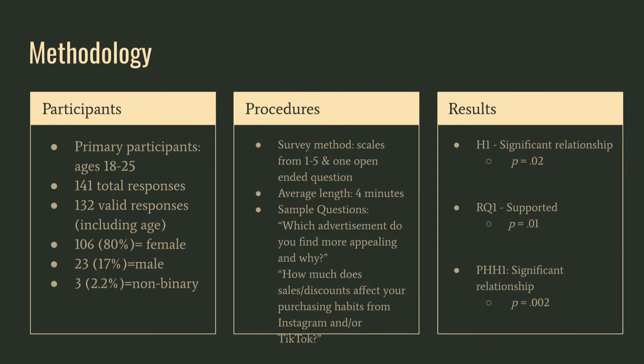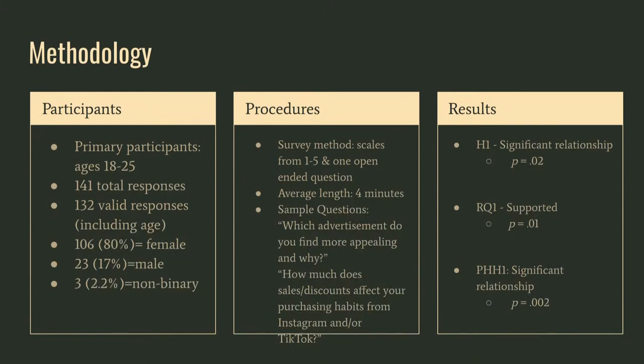And for our procedures, we used a survey with mostly scale questions from 1 to 5 and then one open-ended question. It took about 4 minutes for each person to complete the survey. So then we have two examples of our questions on the slide. One is the open-ended question and one is a question using the scale from 1 to 5. And then the results: our hypothesis, research question, and post hoc hypothesis all showed significant relationships, and the p-values are on the screen.